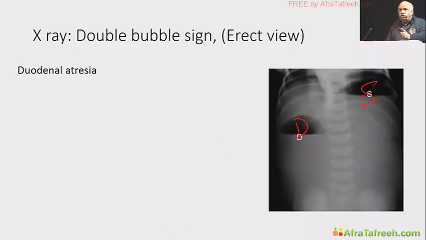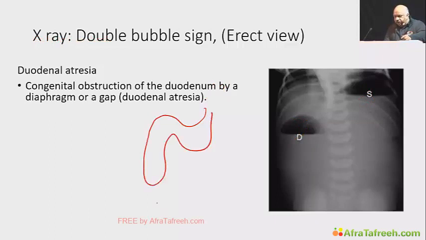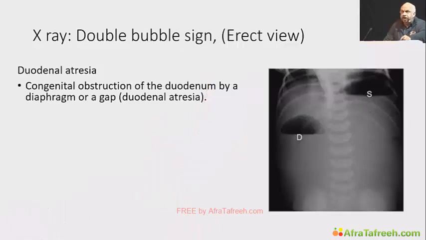In supine, you get round shadow. In erect, you get air fluid level. Both are acceptable. This, of course, is a triage red X-ray for you. Important X-ray. What happens where the obstruction is? The obstruction is always at the ampulla of Vater here. Second part, this is the stomach. Second part, duodenum distal to ampulla of Vater. So obstruction is distal to ampulla of Vater, second part duodenum.